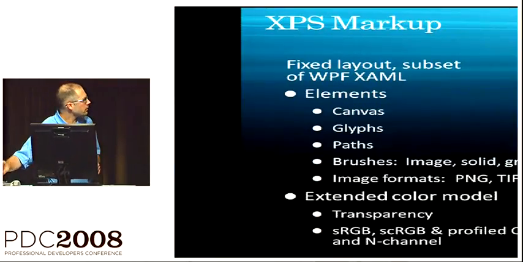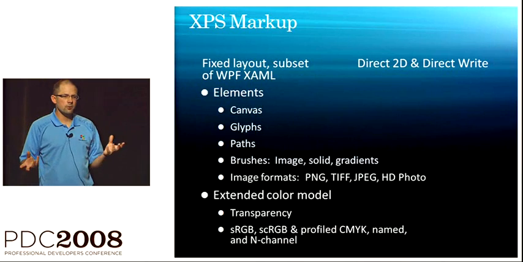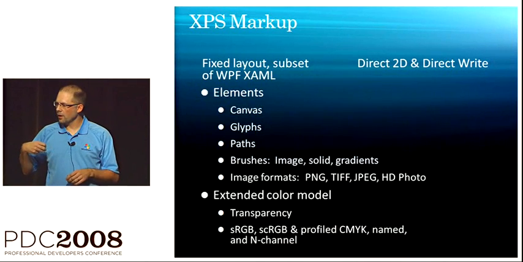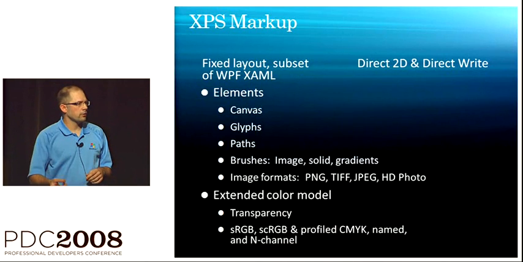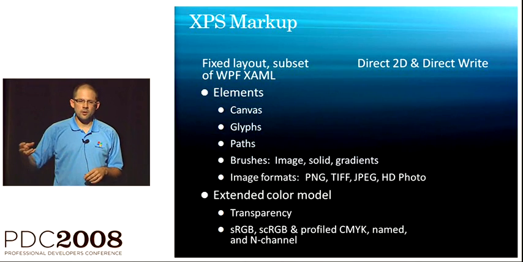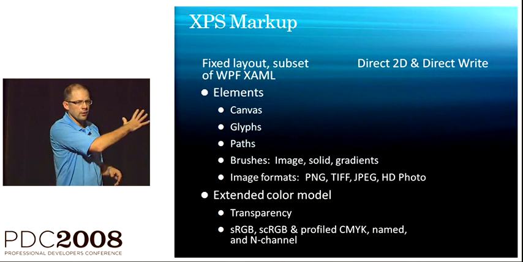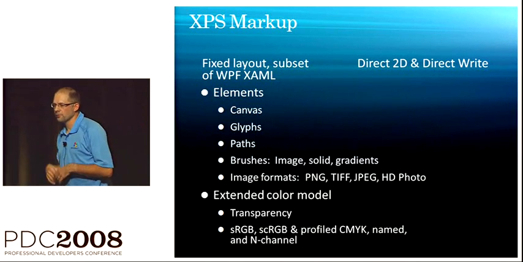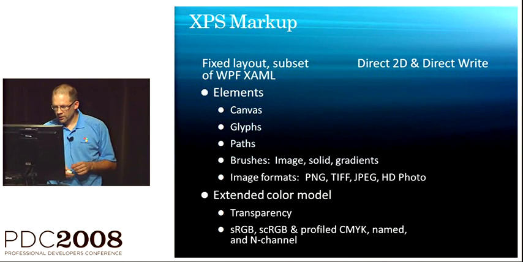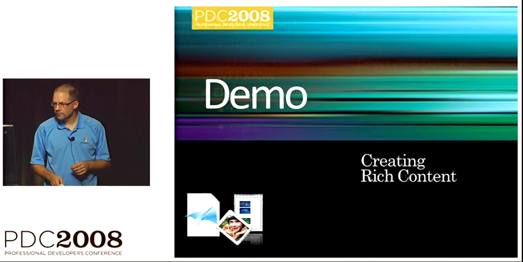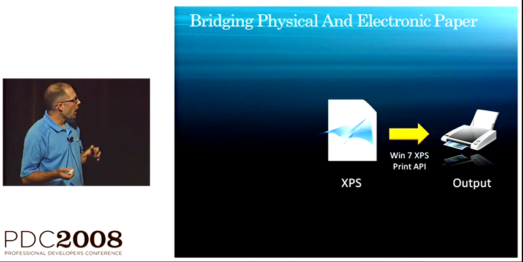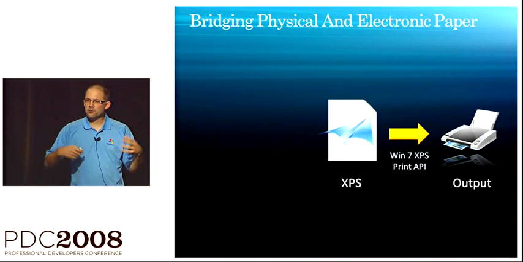Okay, so what I showed you there was rich content. We did advanced type, we did transparency, we did vector graphics, and we took what I didn't tell you was a 16-bit sRGB HD photo and whacked that into the background as well. It's a fairly straightforward API to use. So the next thing, having done that, is how we can bridge between the physical paper and the electronic paper.